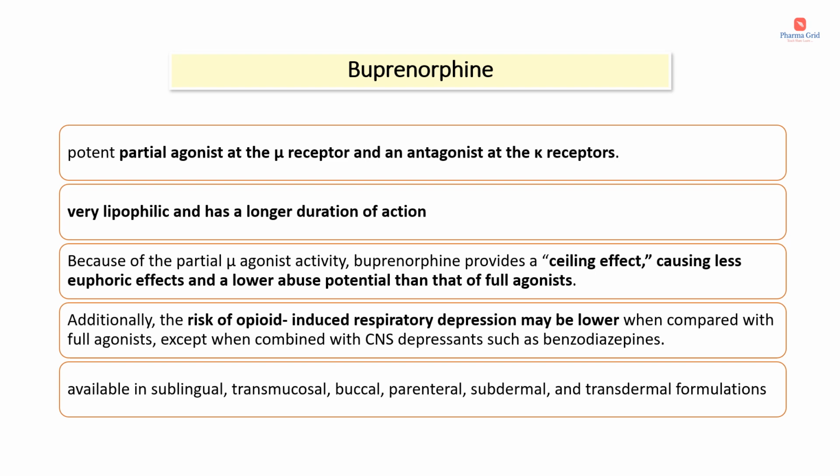It is very lipophilic and has a longer duration of action. Because of the partial mu agonist activity, buprenorphine provides a ceiling effect, causing less euphoric effects and a lower abuse potential than that of full agonists. Okay, so this is one advantage of buprenorphine. Additionally, the risk of opioid-induced respiratory depression may be lower when compared with full agonists, except when combined with CNS depressants such as benzodiazepines. Then buprenorphine is available in sublingual, transmucosal buccal, parenteral, subdermal and transdermal formulations.